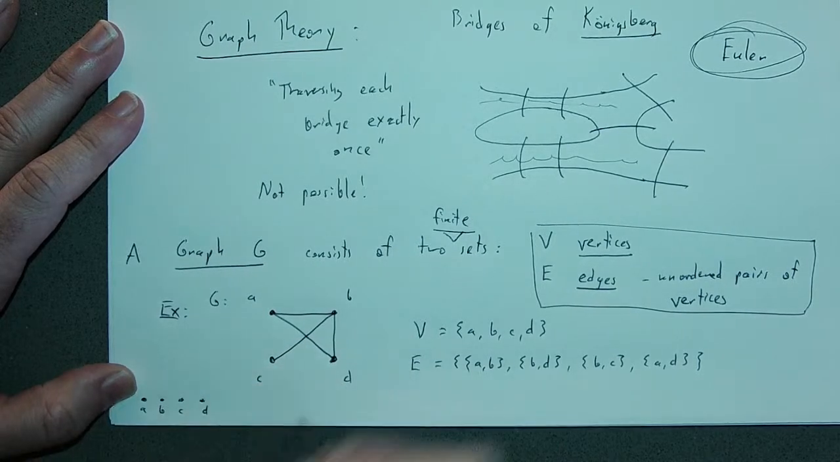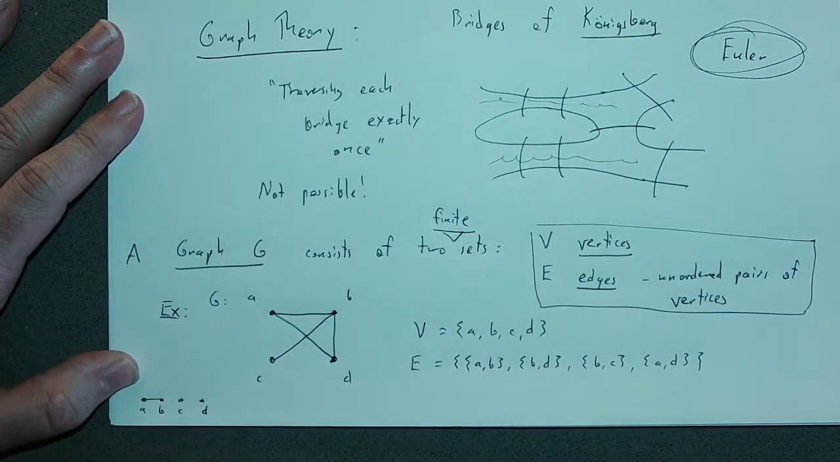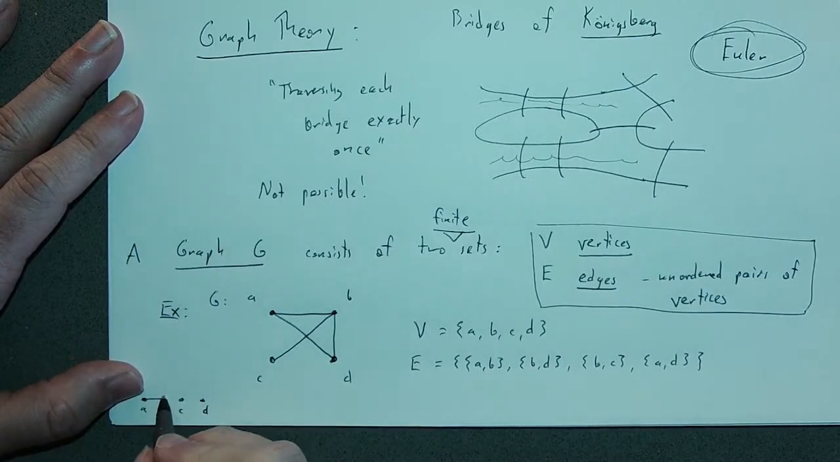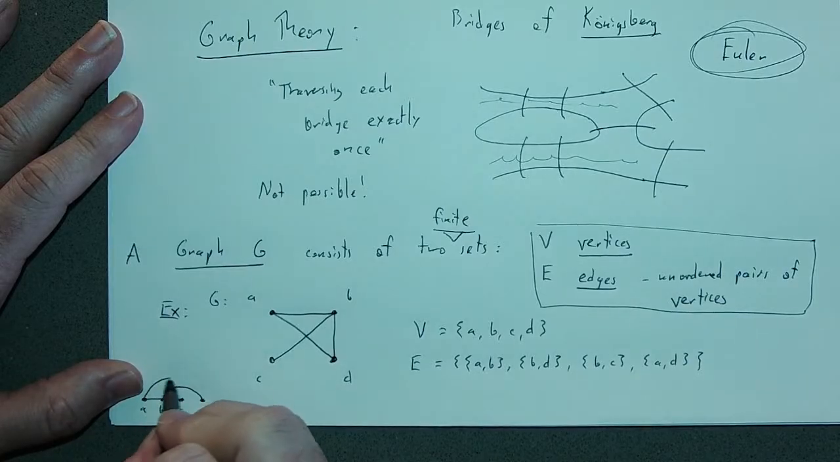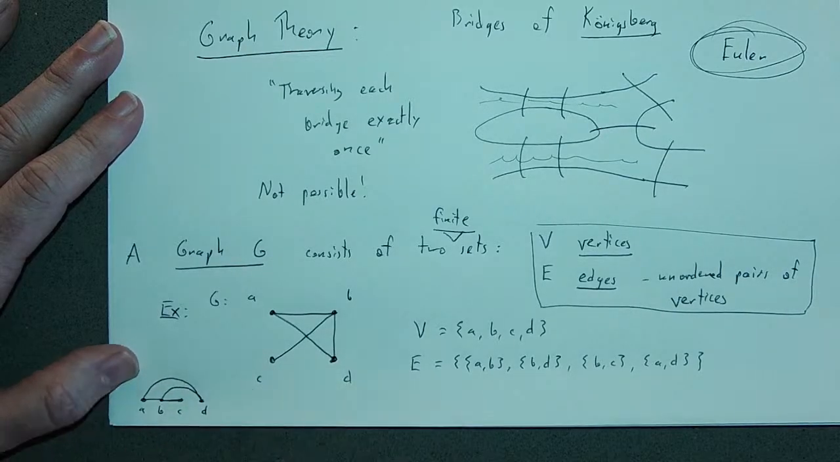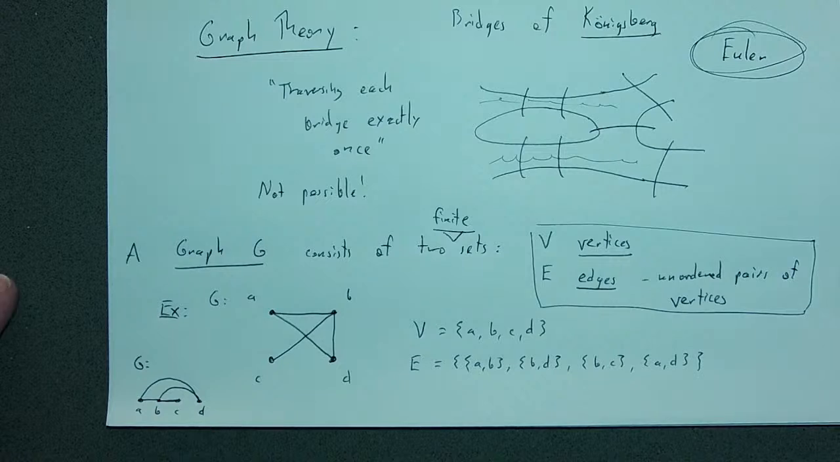right? So here's A, B, C, and D. I have the edge AB. I have BD. I'm going to draw it like this. I have BC. I'm going to draw it like that. And I have AD. Okay, so here is my graph G. We don't, of course, have the terminology yet for talking about how these two graphs compare to one another, but we will see that these are the same graph.